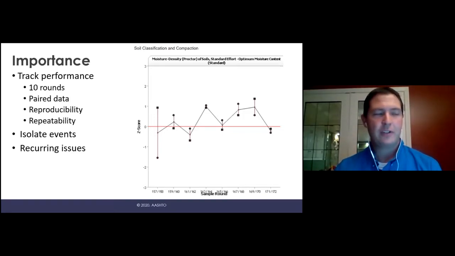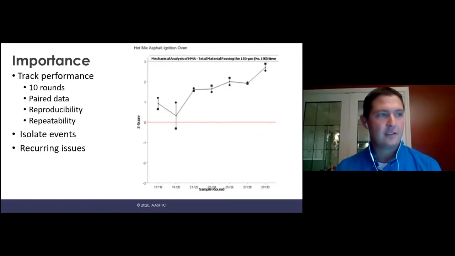So what you really want to see in your performance chart is the values just above and below that red z-score of a 0 line, and the 2 points be very close together. You do not want to see a lot of separation between the two, because that would indicate a within lab error. This really allows you to focus on single point isolated events or recurring issues.